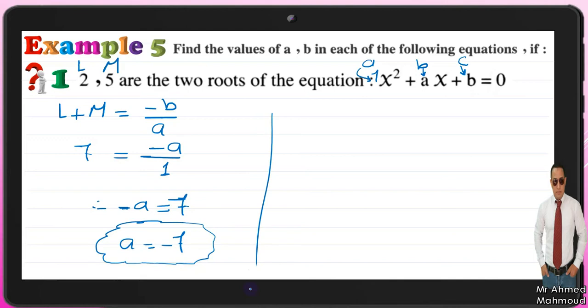Now I need to find the value of B by using the product. LM equals C over A. LM, 2 times 5 equals 10, equals C. In place of C we have B, I will write B. In place of A I will write 1. B over 1 equals B, so B equals 10.